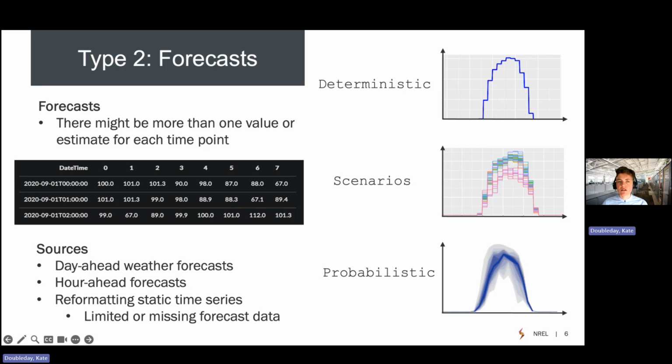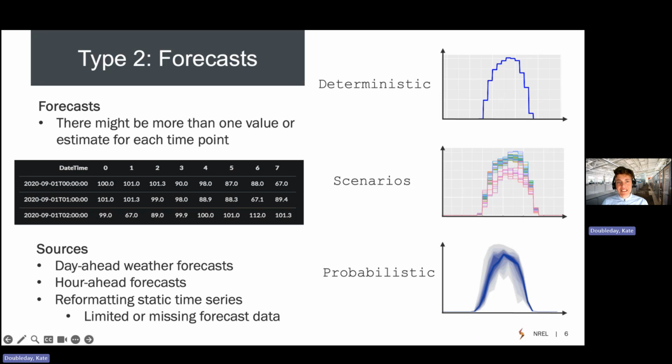Deterministic forecasts are also called point forecasts, and this is a single estimate of what the future value of some parameter will be. In this case, this is a solar forecast, for example. There's no estimate of uncertainty in a deterministic forecast. These examples over here are deterministic forecast formatted data.